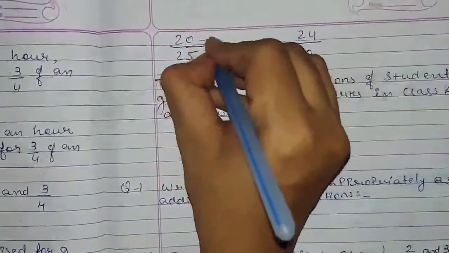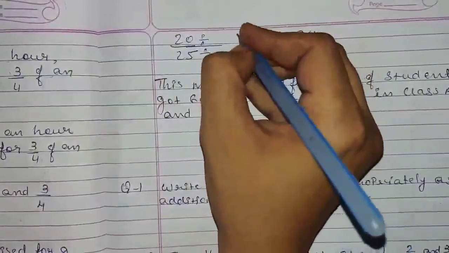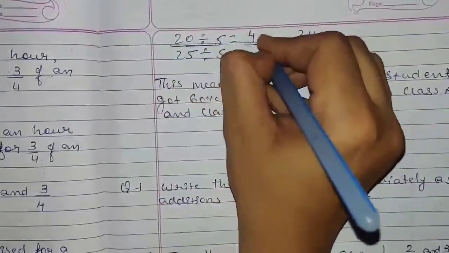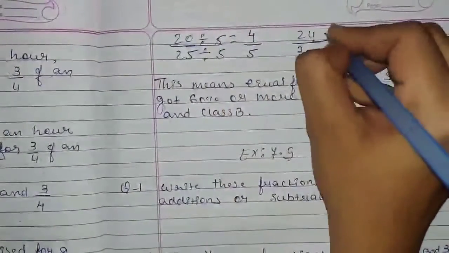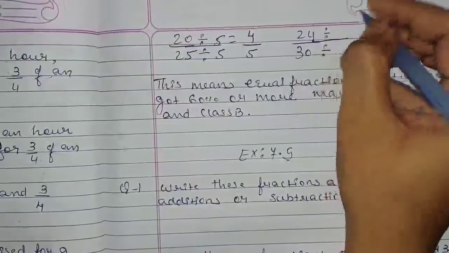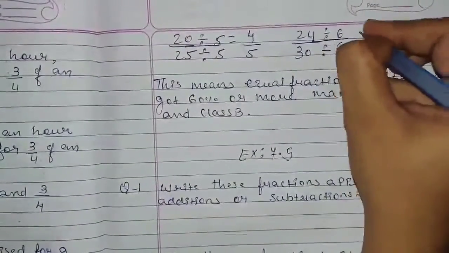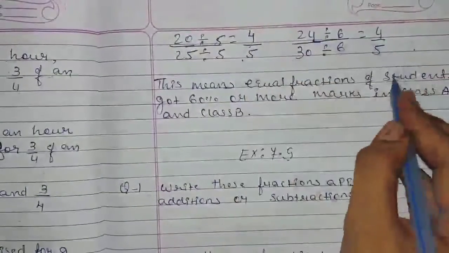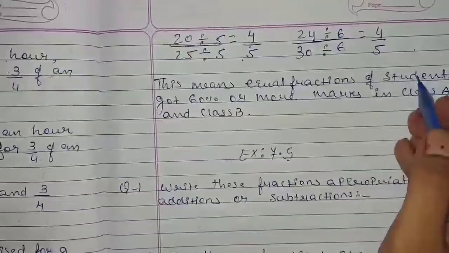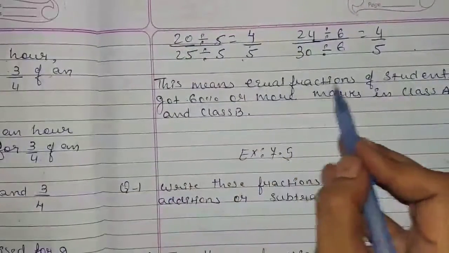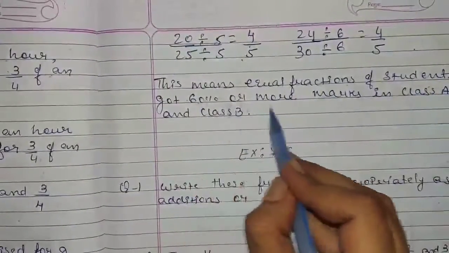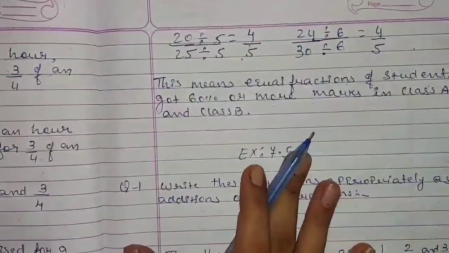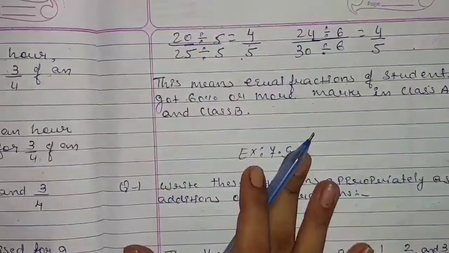Let us find the simplest form of these fractions. We will divide 20 upon 25 by 5: 5 fours are 20, 5 fives are 25. Here we will divide 24 upon 30 by 6: 6 fours are 24, 6 fives are 30. Both are getting the same fraction, 4 upon 5 and 4 upon 5. This means equal fractions of students got 60% or more marks in class A and class B. Both classes got equal fractions.